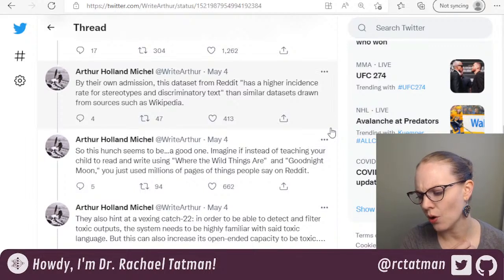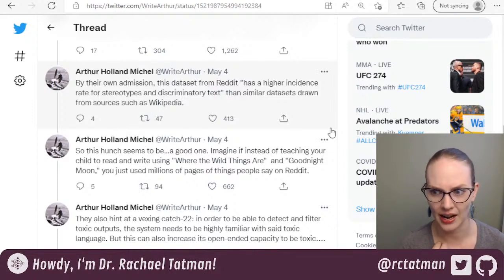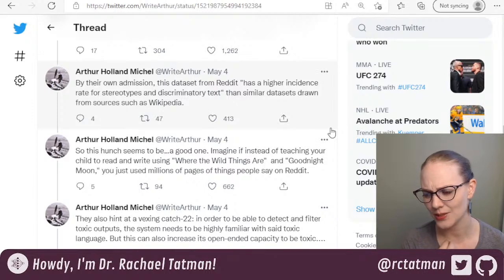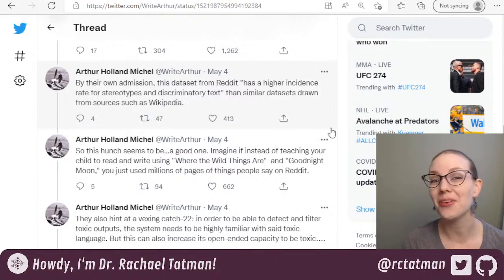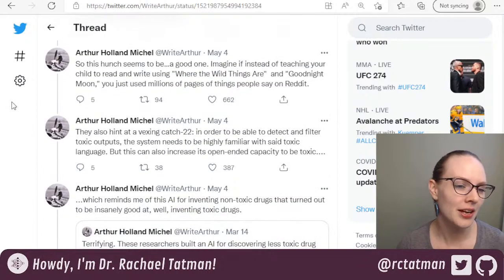I think it was also only very recently on Reddit that, explicitly, calls for violence or white nationalists were banned. And I want to say it was in like 2016, 2017. There's a lot of horrible things in Reddit corpuses. Let me put it that way. So this hunch seems to be a good one.